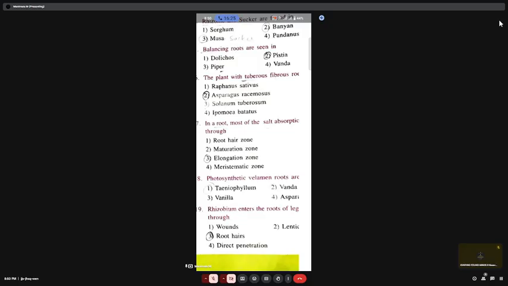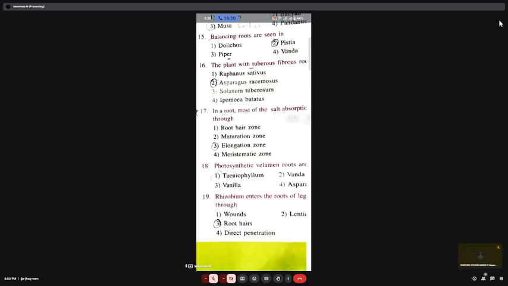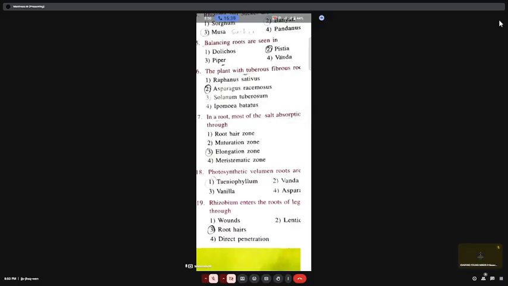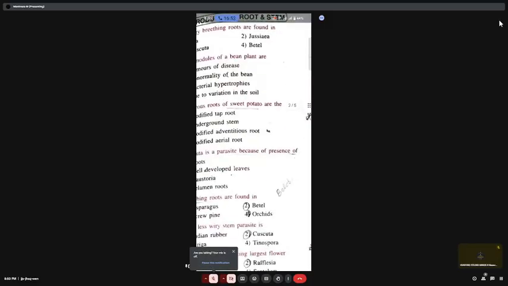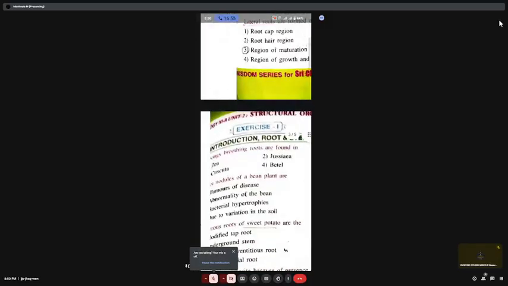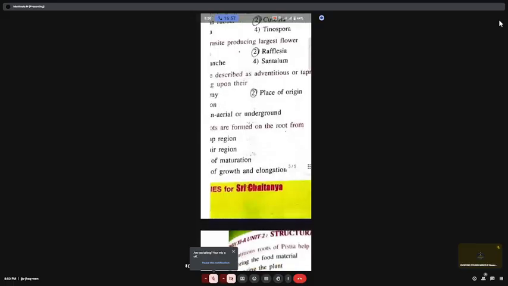If you know the phylum, make a note. 18th question: Rhizobium enters the root of Leguminosae through the root hairs, by direct penetration. Root hairs. Any doubt in this? Any doubt?